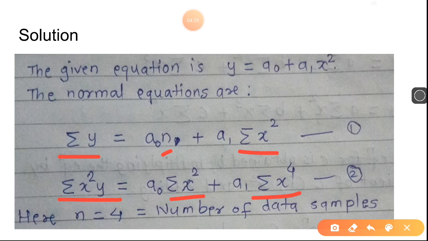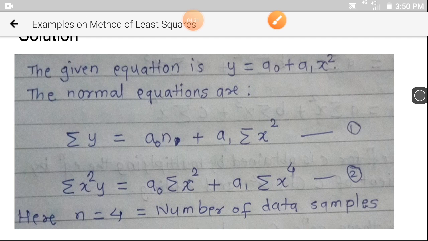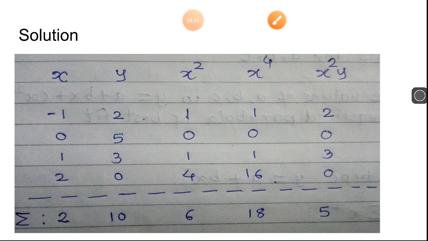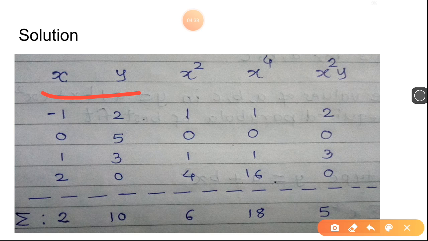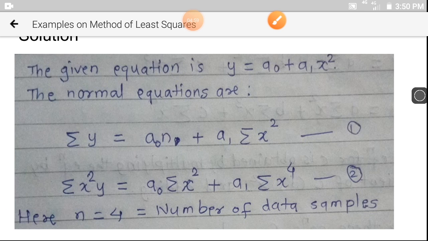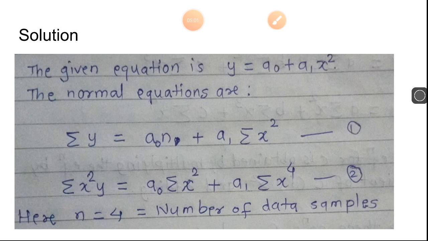To get these values, we have to form one table. So this is the table. X and y are the given values. From this, we have to calculate x square, x to the power 4, and x square y. The last row indicates summation. This is summation x, summation y, summation x square, summation x to the power 4, and summation x square y. We have to use these values and substitute in equation number 1 and 2.